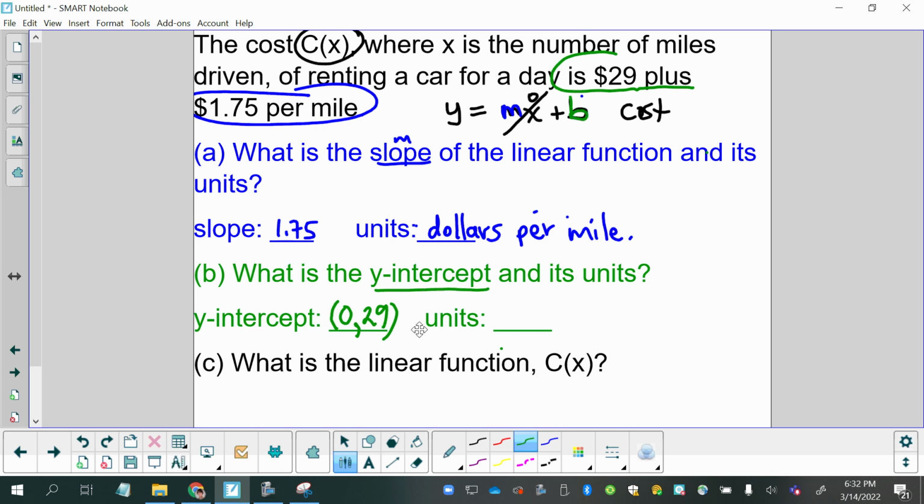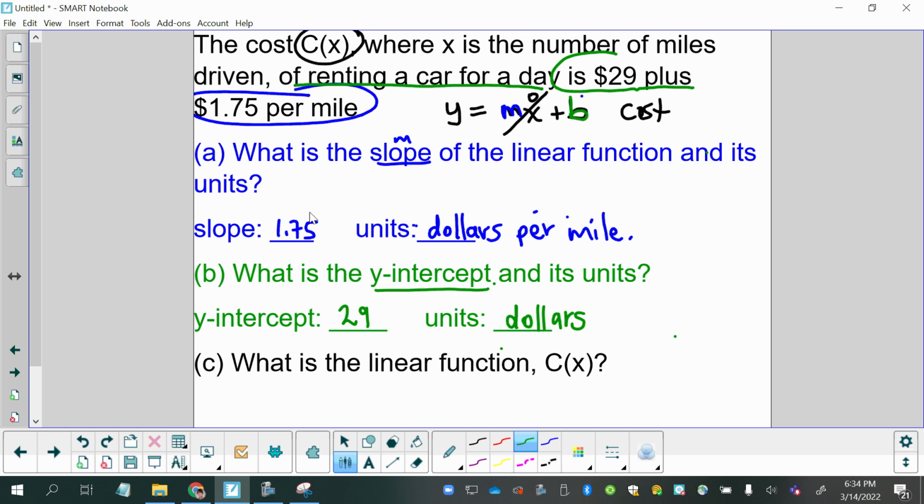But since they're just asking us for the y-intercept and the units, I'm assuming they mean just the cost, which is 29, and that is dollars. We don't say per mile because it's a flat rate. That amount, just dollars, goes onto the bill one time. It's not per anything. I guess you could say per day, but we are coming up with an equation that represents the cost of renting a car for a day, so we don't need to say for a day again here.